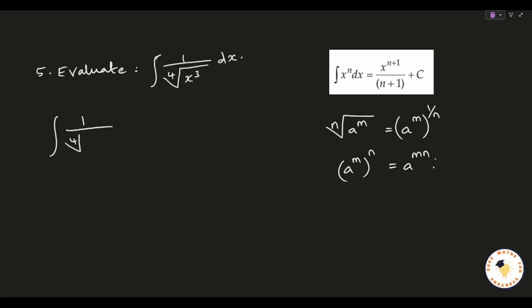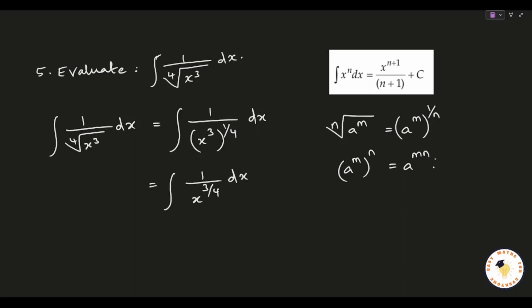So 1 by 4th root of x cube dx can be written as 1 divided by x power 3 to the power 1 by 4 dx. And using the next rule, we can write this like 1 by x power 3 by 4 dx. And again, we can use this result 1 by a power n equal to a power minus n here. So we get integral of x power minus 3 by 4 dx.